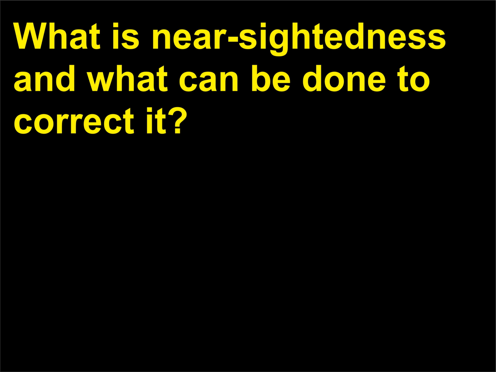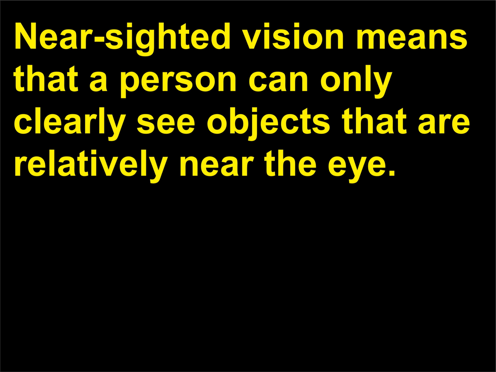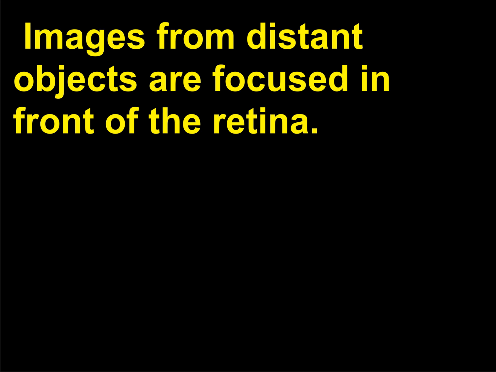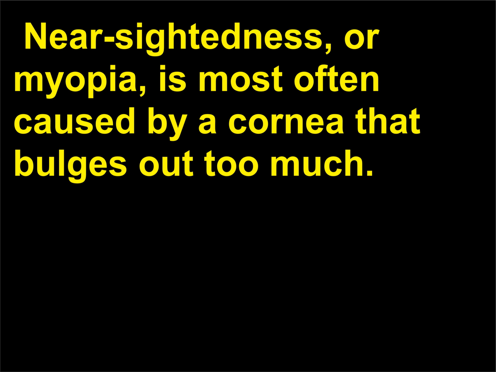What is nearsightedness and what can be done to correct it? Nearsighted vision means that a person can only clearly see objects that are relatively near the eye. Images from distant objects are focused in front of the retina. Nearsightedness, or myopia, is most often caused by a cornea that bulges out too much.